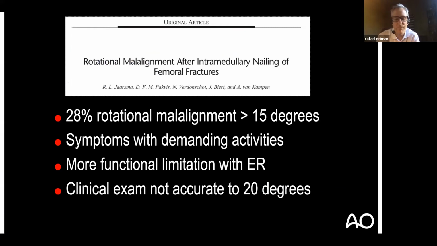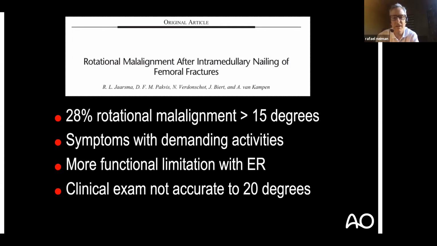And that point hit home to me just 2 days ago in my trauma clinic. I saw one of my own patients who I just nailed, and his external rotation was over 20 degrees, and I was unhappy about that. So these happen to all of us, even when we're extremely careful, and it's what you do about it that matters.